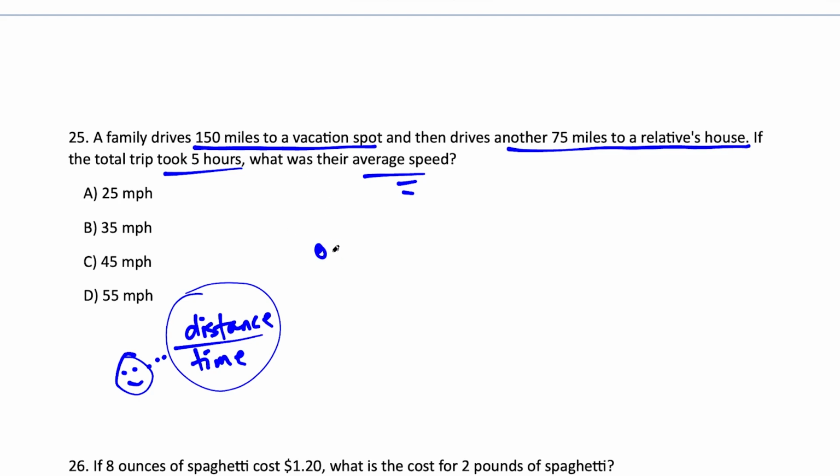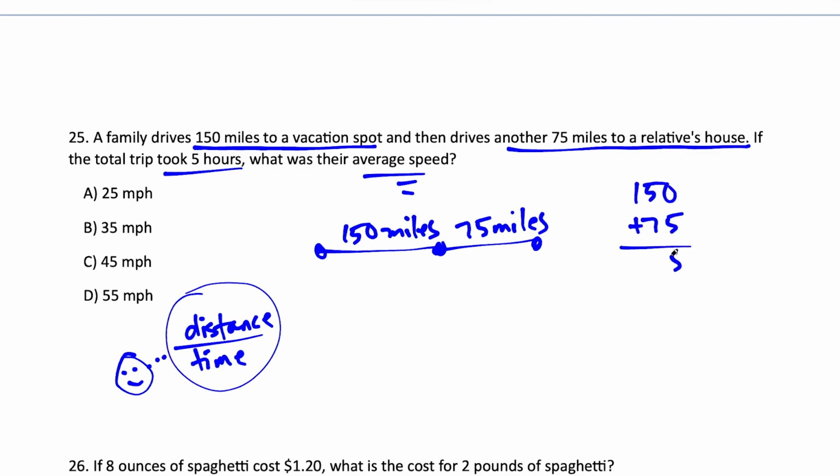We have to think about this family trip. The family drove 150 miles first to their vacation spot, but then they drove another 75 miles to a relative's house. Okay, so in total, we have to find how much distance did they cover in this trip. They went 150 plus 75. So this adds up here. We just do 0 plus 5. 5 plus 7 is 12. We carry the 1. The family traveled 225 miles in total.